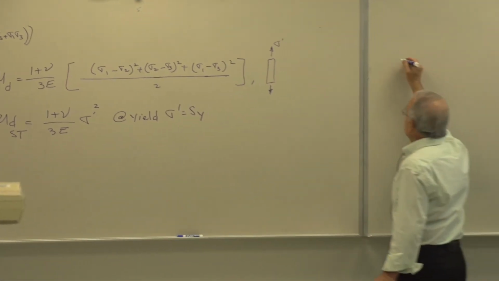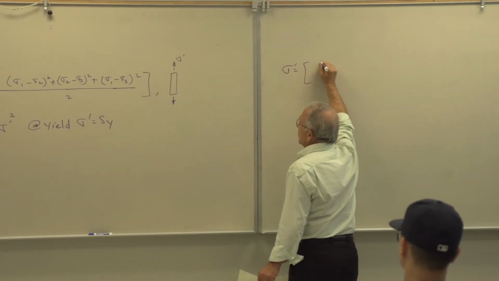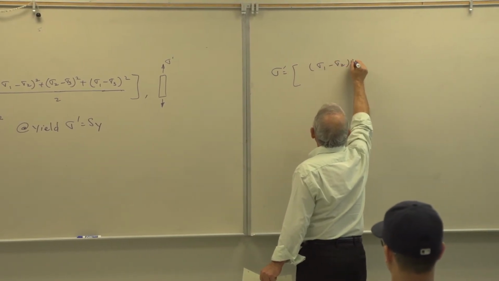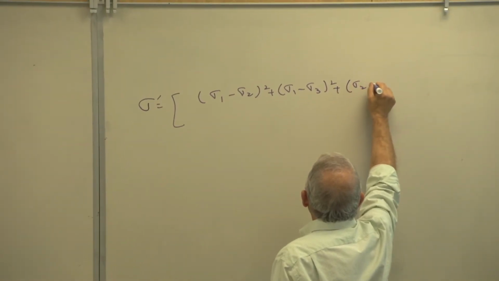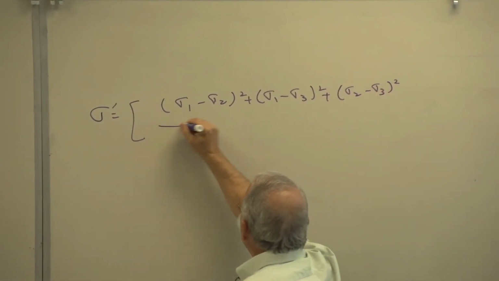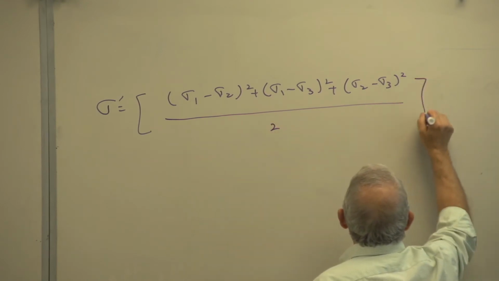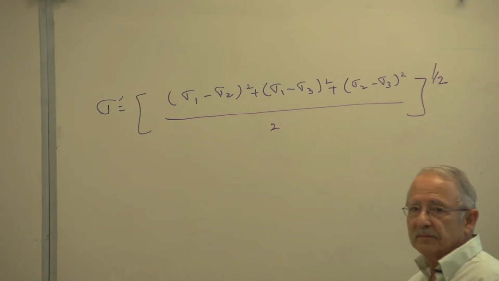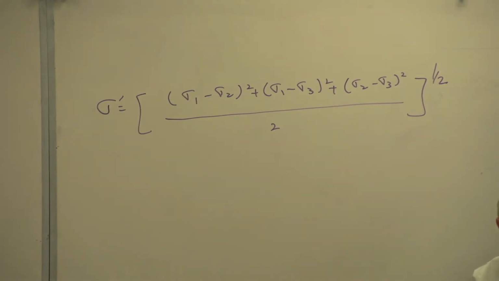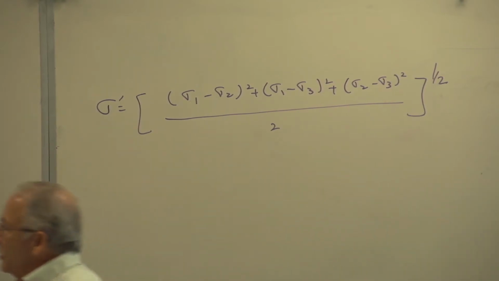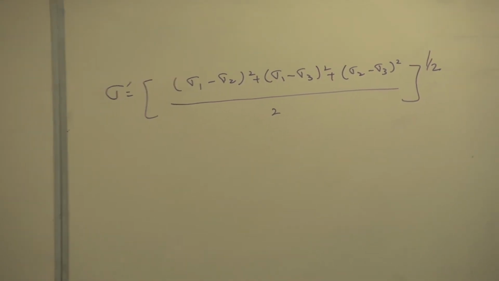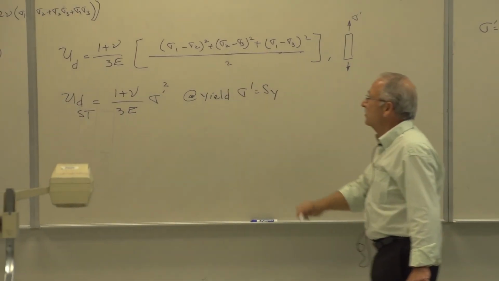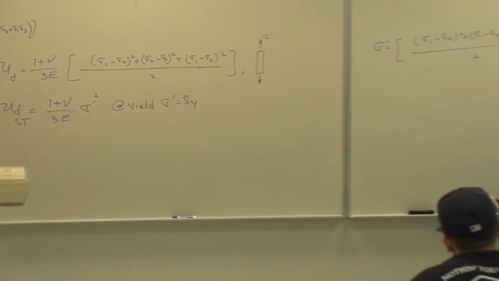Therefore, sigma prime is equal to [(sigma 1 minus sigma 2) squared plus (sigma 1 minus sigma 3) squared plus (sigma 2 minus sigma 3) squared] over 2, to the 1/2. Agreed? I'm comparing this to that. These two are the same, therefore that must equal to this. Or sigma prime must equal this.